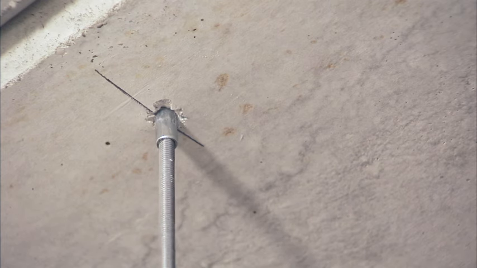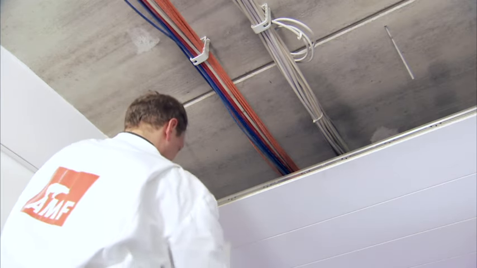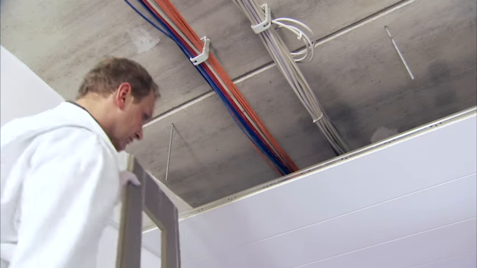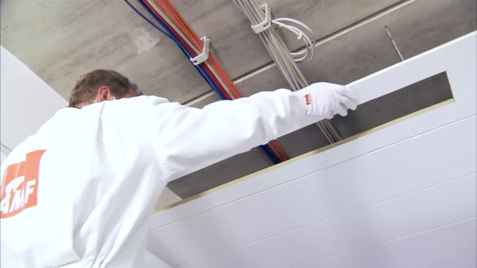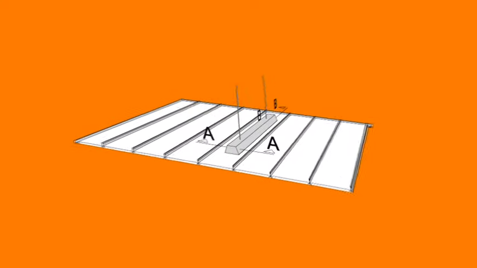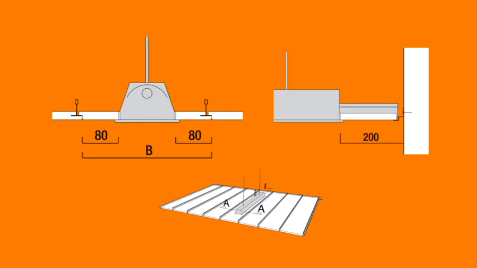A recessed light or other fixture can be installed in a ceiling tile supported by 2 hangers. The maximum cutout size cannot be exactly defined. We recommend a residual width of at least 80 mm and a residual length of at least 200 mm.